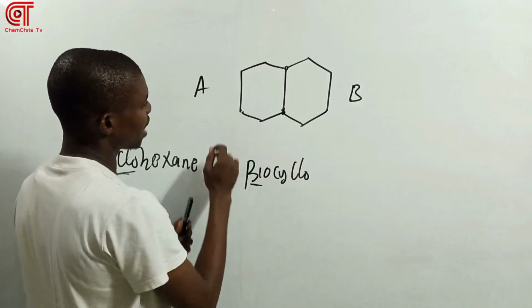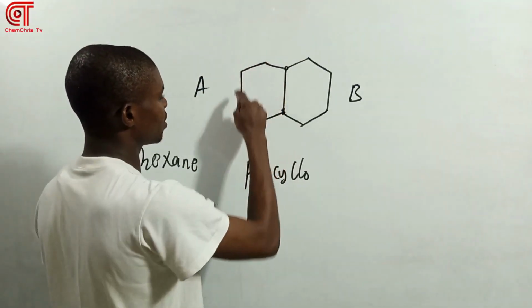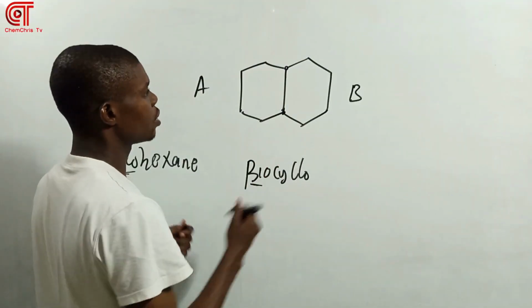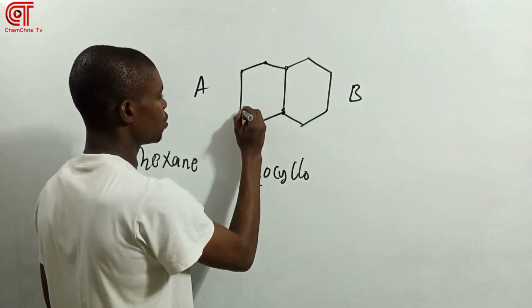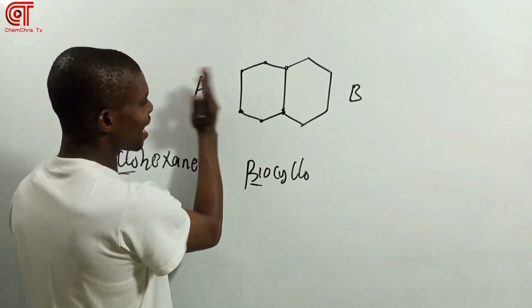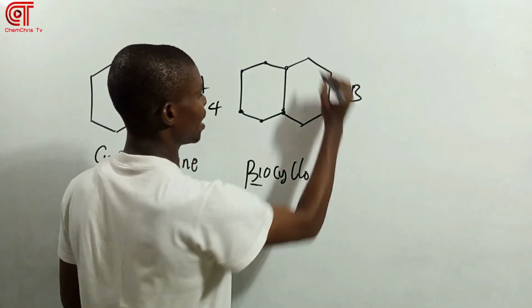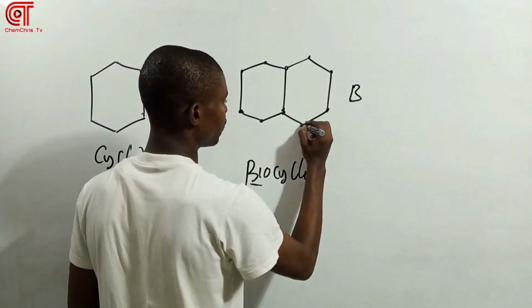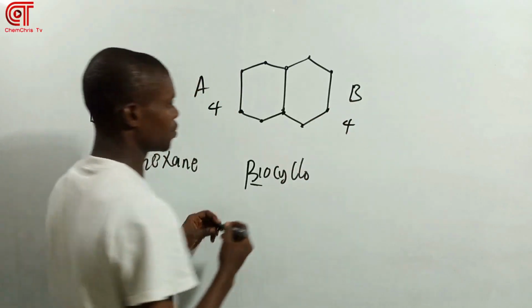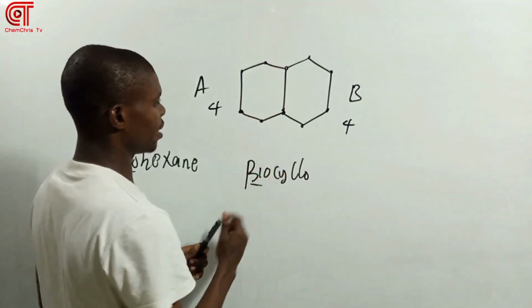So on the A part, how many carbons are you seeing here? Remember, each point represents a carbon atom. You get, so you have 1, 2, 3, 4. That is, this side has 4 carbon atoms. What about this side? This side 1, 2, 3, 4. This side also has 4 carbon atoms.